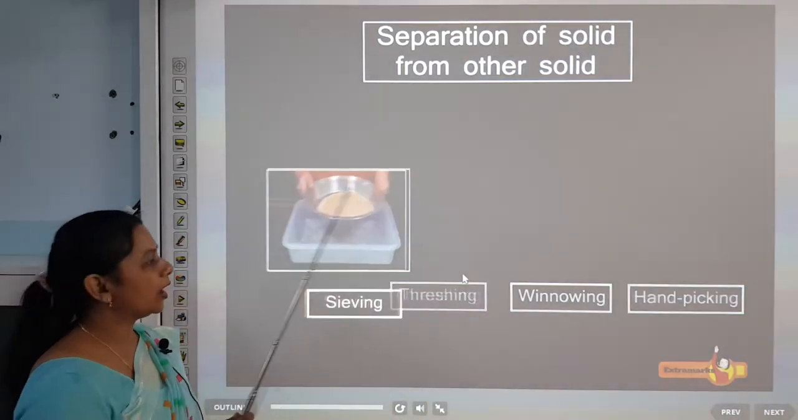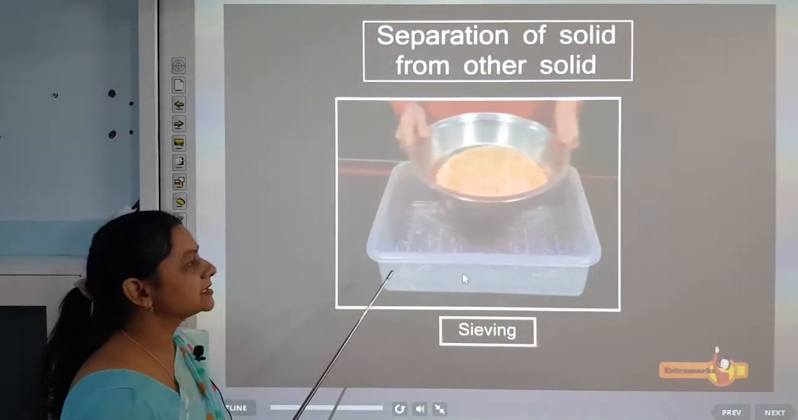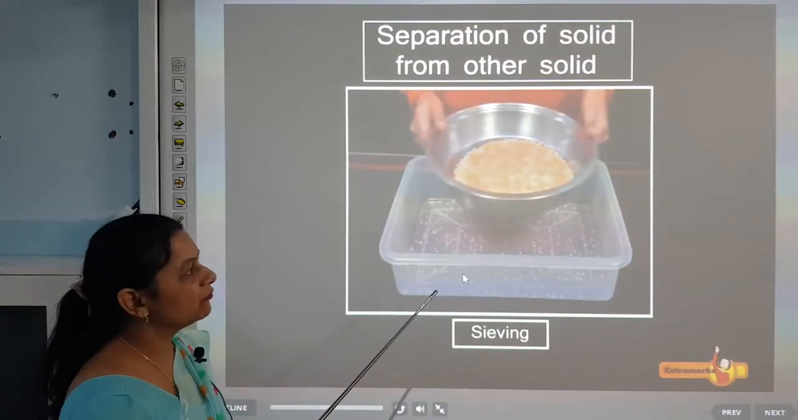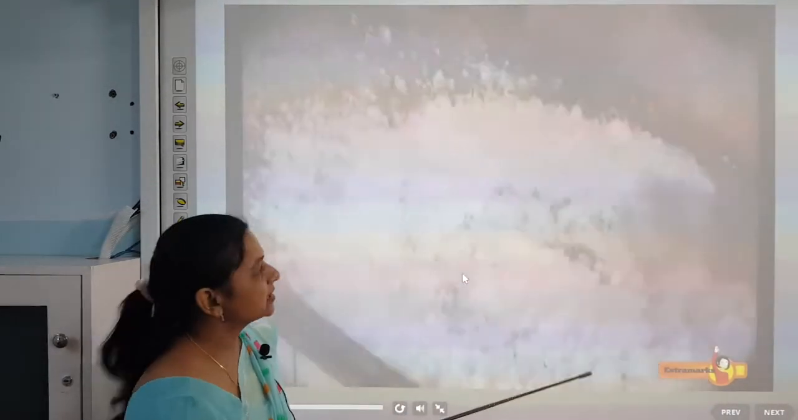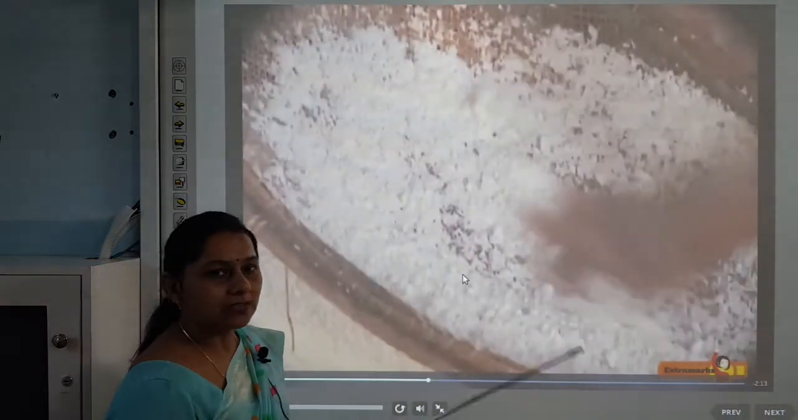Now, taking up one by one, the first one is sieving. In this, we use a sieve which contains small holes in it.